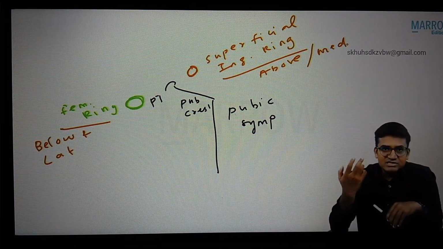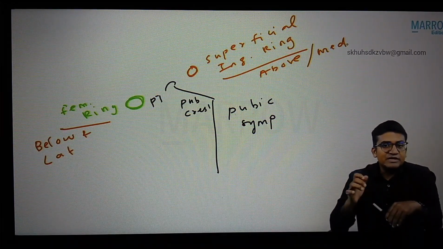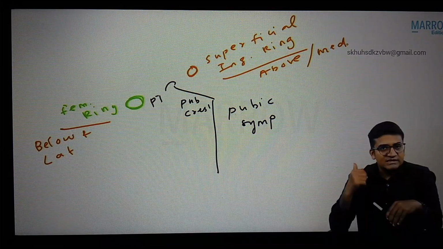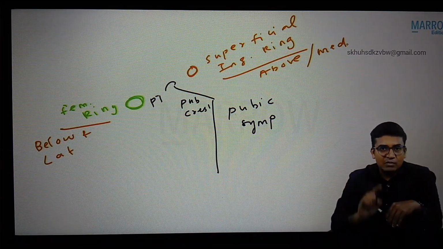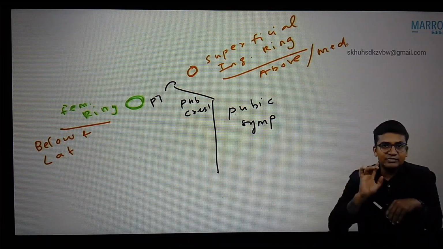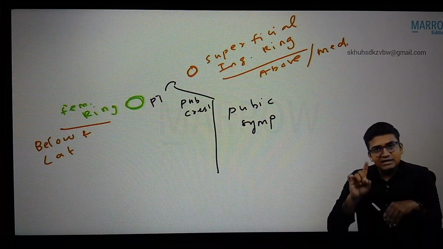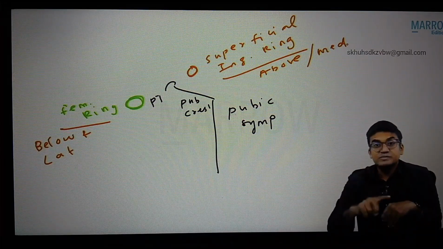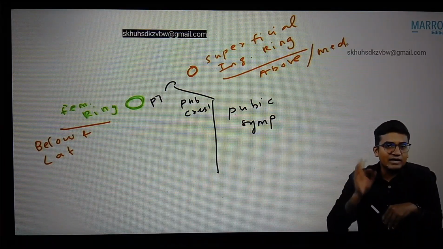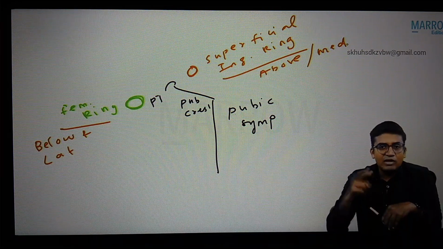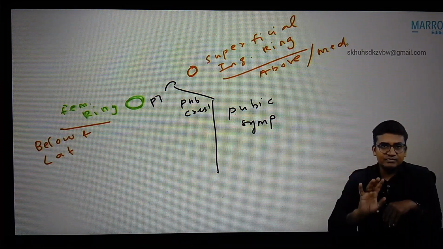A 50-year-old male came to the emergency department with the complaint of swelling in the groin. On examination, the surgeon identified the swelling is above and medial to the pubic tubercle. That means the hernia is occurring through the superficial inguinal ring, that is the inguinal hernia. So, inguinal hernia is above and medial to the pubic tubercle.